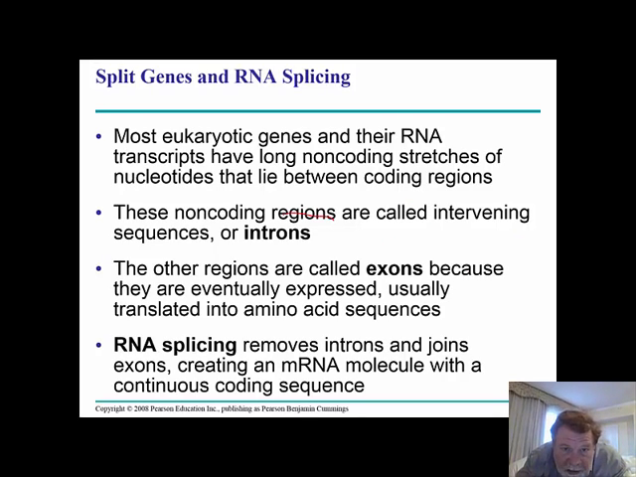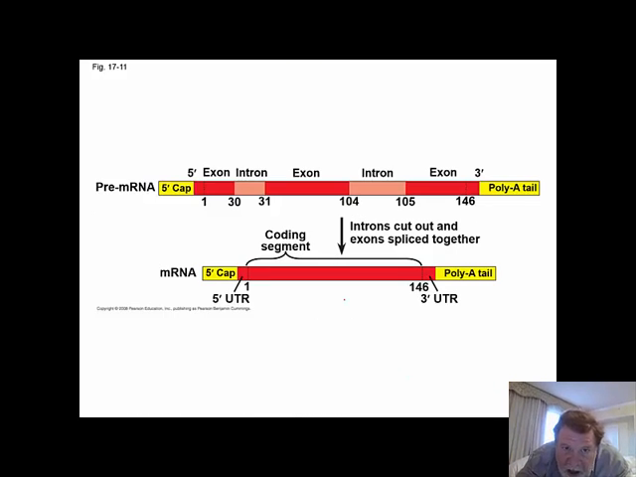We need to talk a little bit about these things that we call introns and exons and RNA splicing. Introns are non-coding regions that are called intervening sequences. Not all of the sequences code for proteins. The exons are the actual sequences that code for proteins, and mRNA splicing removes the introns and joins the exons, creating an mRNA molecule with a continuous coding sequence.